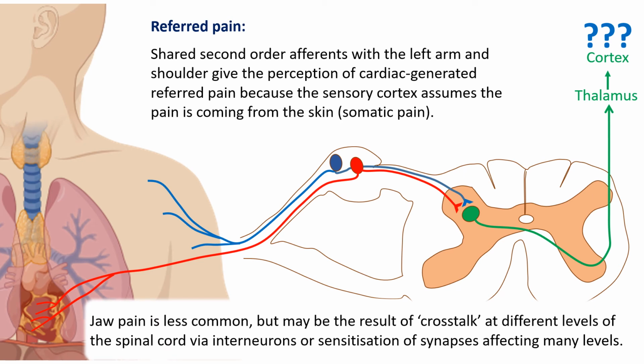Now, we also sometimes get jaw pain in cardiac chest pain. It's less common, and really there's no properly known mechanism. What is suspected though, if you remember, we had loads of little interneurons in the spinal cord. Generally, we talk about them communicating at one spinal nerve level, so communicating across the spinal cord, not up and down it. But it is now thought that they may have crosstalk, in other words, they may communicate or synapse with interneurons on a different spinal level. So this may be the reason we get this jaw pain.